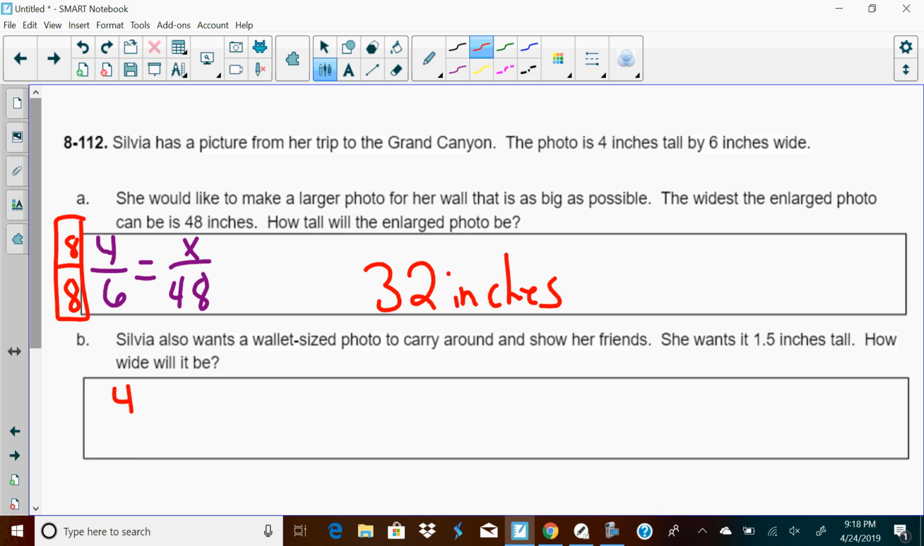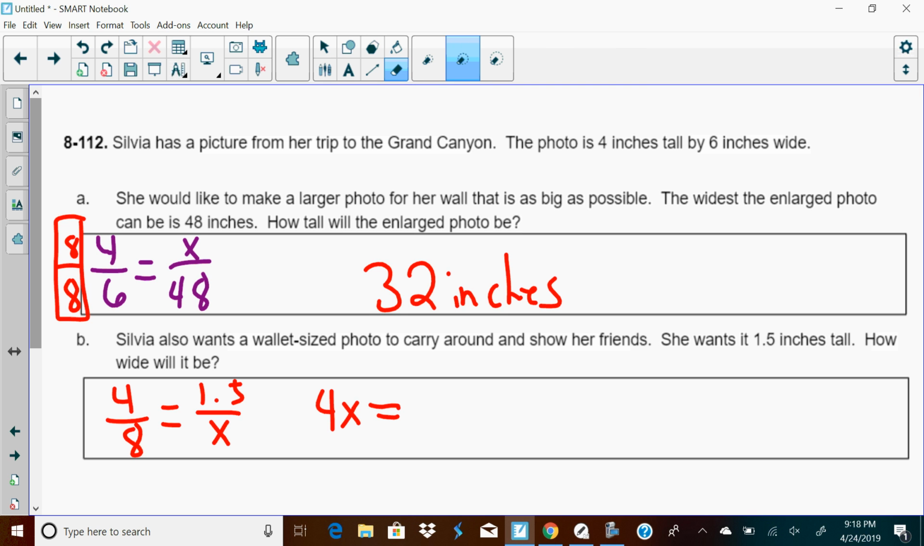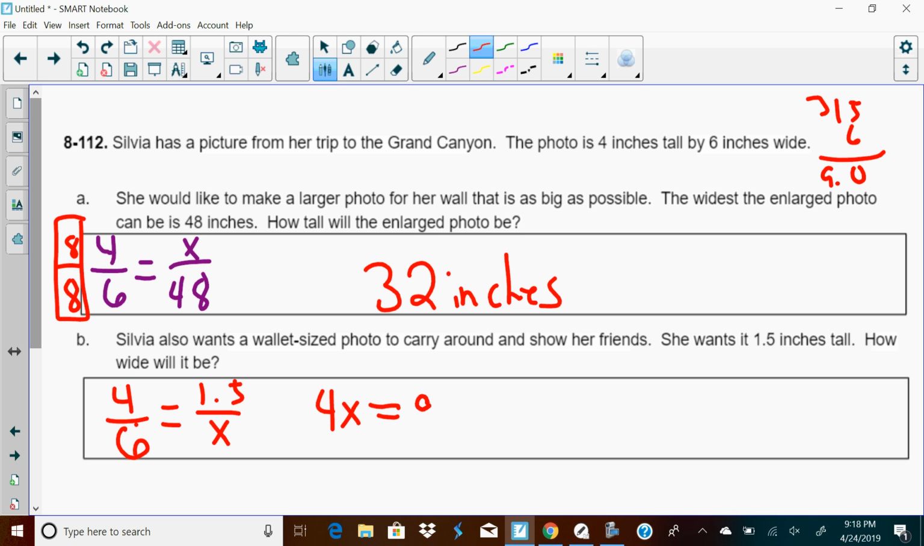So then it says Sylvie also wants a wallet size to share with her friends. She wants it to be 1.5 inches tall. So 1.5 will go on the top. This one's not as easy to use a giant 1, so I'm going to cross multiply and get 4x equals, oh, that should be a 6. So 1.5 times 6. So let's see, 15 times 6 is 90, so 9. So divided by 4, divided by 4. 4 goes into 9 2 times with 1 left over, so 2.25 inches.